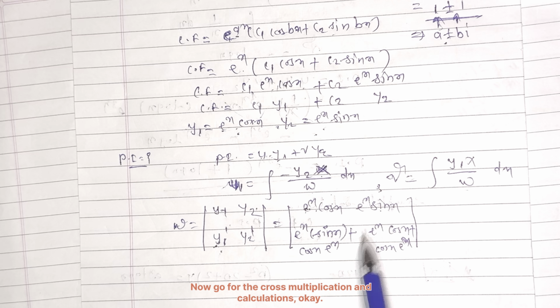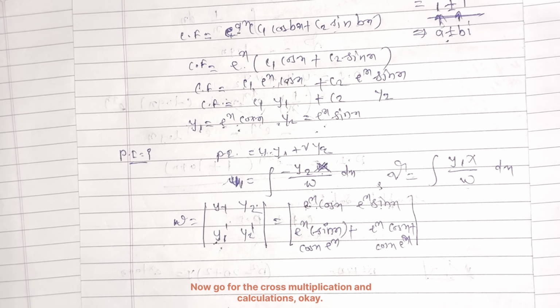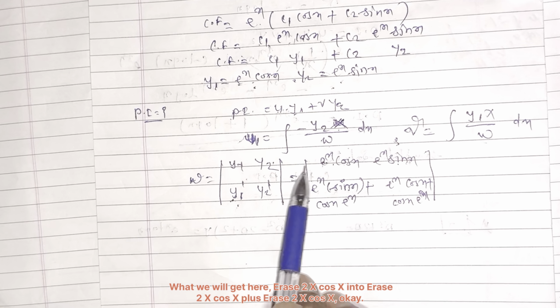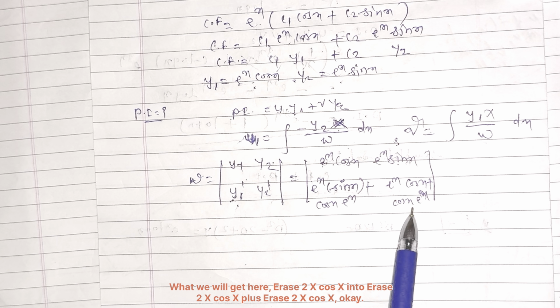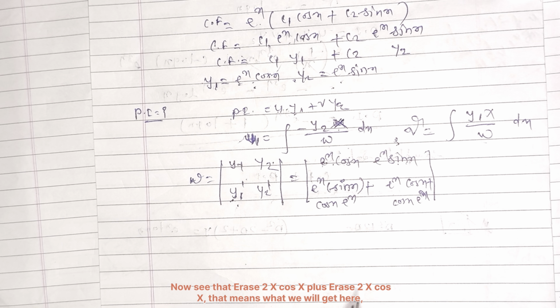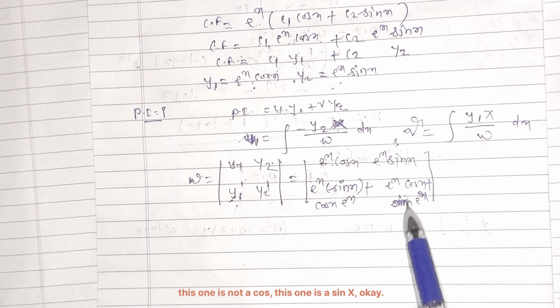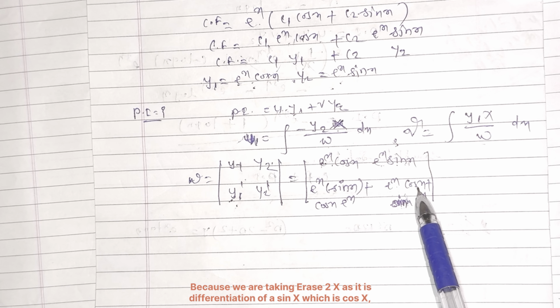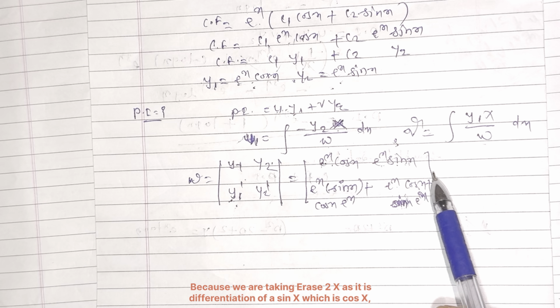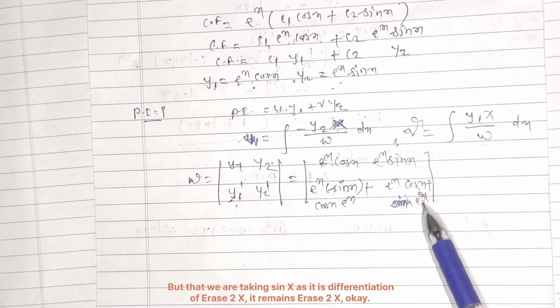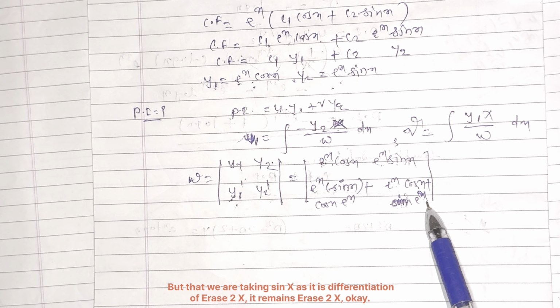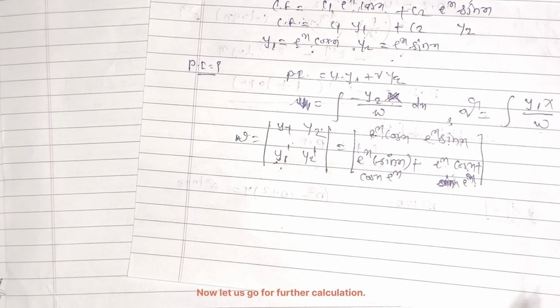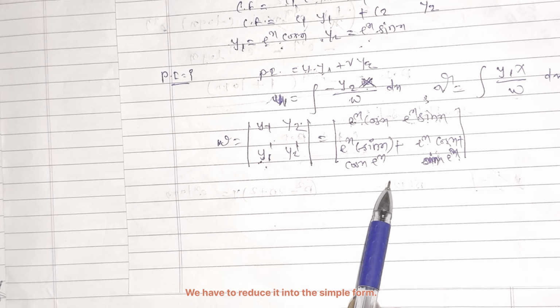Now go for the cross multiplication and calculations. What we will get here: e raised to x cos x into e raised to x cos x plus e raised to x cos x. Now see that this one is not a cos, this one is a sin x, because we are taking e raised to x as it is, differentiation of sin x which is cos x, and after that we are taking sin x as it is, differentiation of e raised to x remains e raised to x. Now let's go for further calculation. We have to reduce it into the simple form.